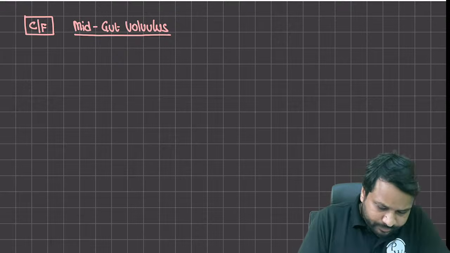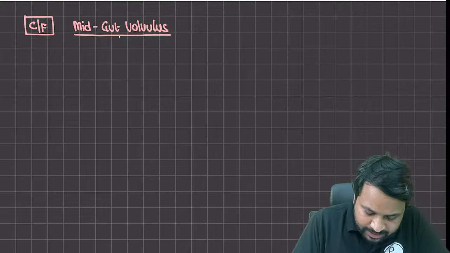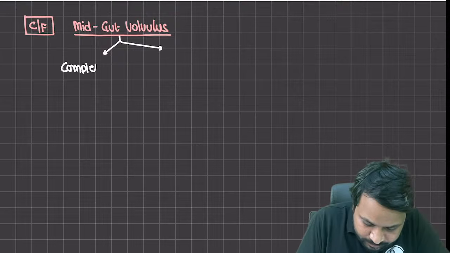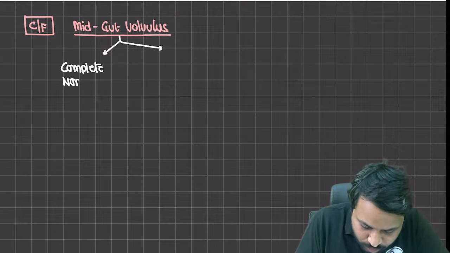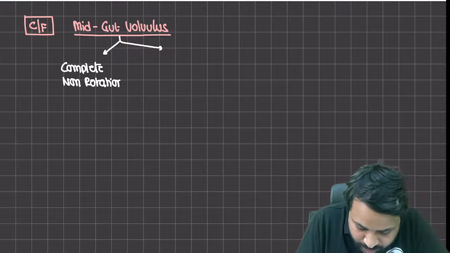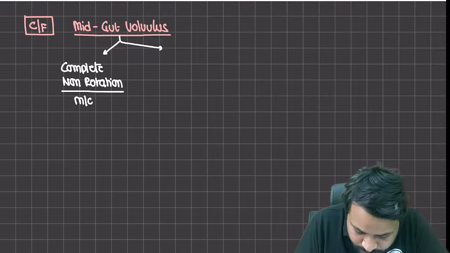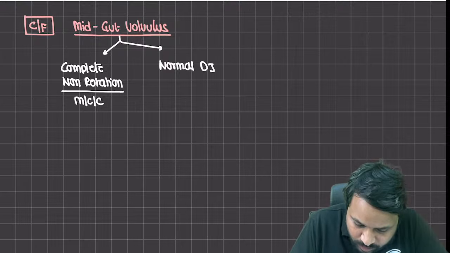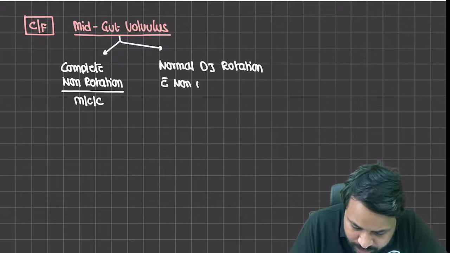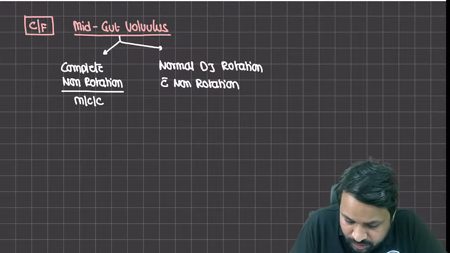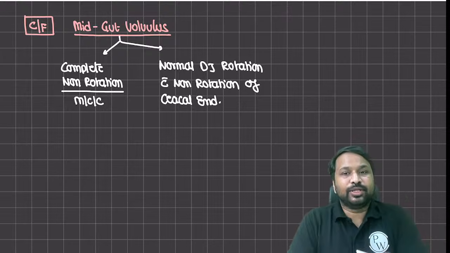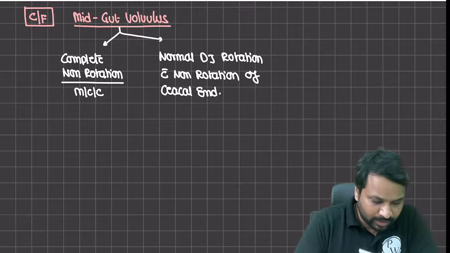Okay. Number one, the midgut volvulus is associated with two varieties. What are the two varieties? It is associated with complete non-rotation, which happens to be the overall most common cause. Second, where you have the normal DJ rotation with non-rotation of the cecal end. See, so this is about your midgut volvulus.